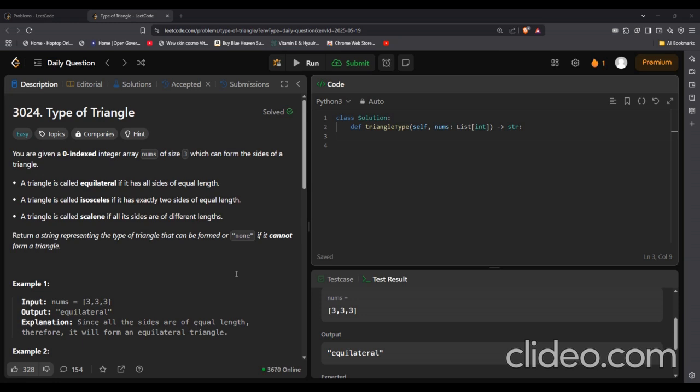Let's start with the daily question for today, which is type of triangle. I'll first read through the question and then you can read the question afterwards.